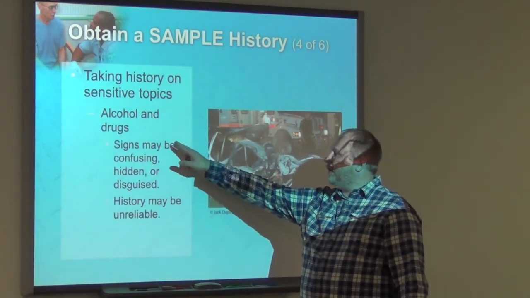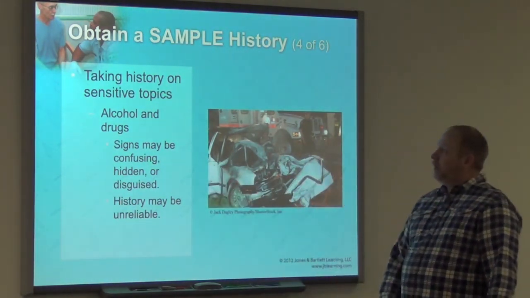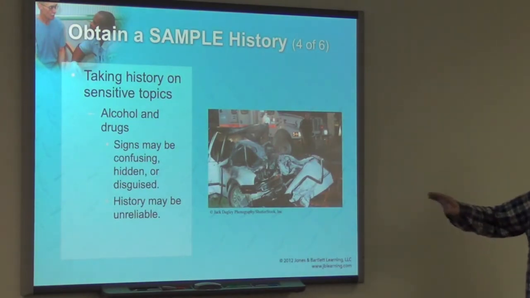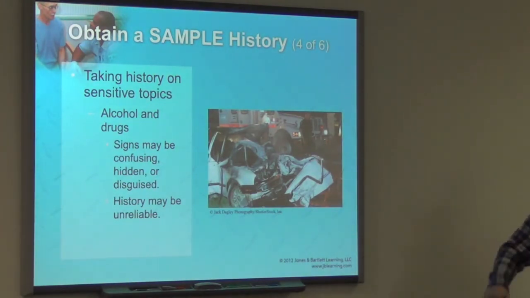So, some sensitive topics could be alcohol and drugs. Some of the signs could be confusing, hidden, or disguised because of the alcohol or drugs. For instance, pain. Will alcohol blunt pain? Yeah. So this patient could have been in an accident, and right now they don't feel pain, but in reality they have injuries that would normally be causing pain that we could be missing.